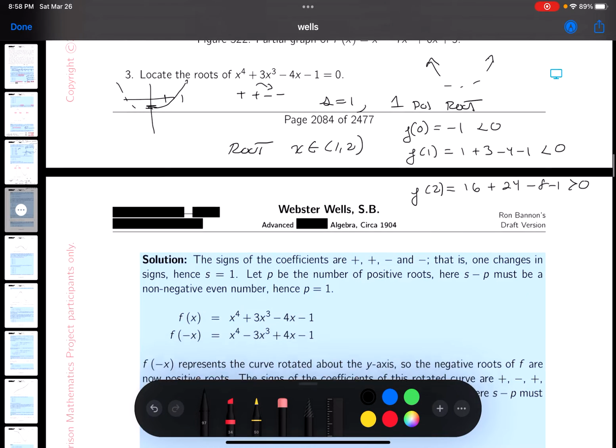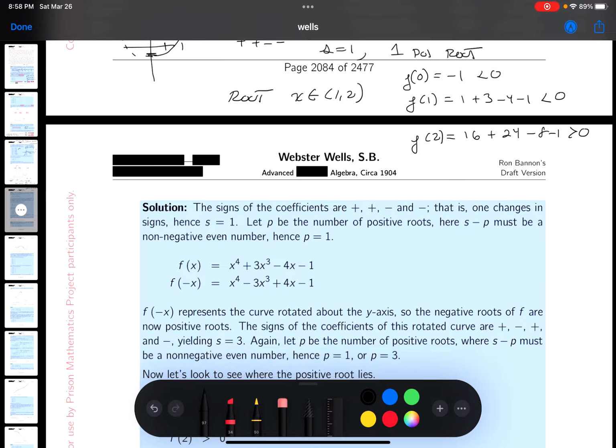Let's take a look. We'll use Descartes' rule of signs to do it. So I'm going to do this one over here. You get plus, minus, plus, minus. How many sign changes do we get? 1, 2, 3. So S equals 3. And remember, we're going to do S minus P, and that's got to be a non-negative even number. So what could P be? We've got 3 minus P, right?